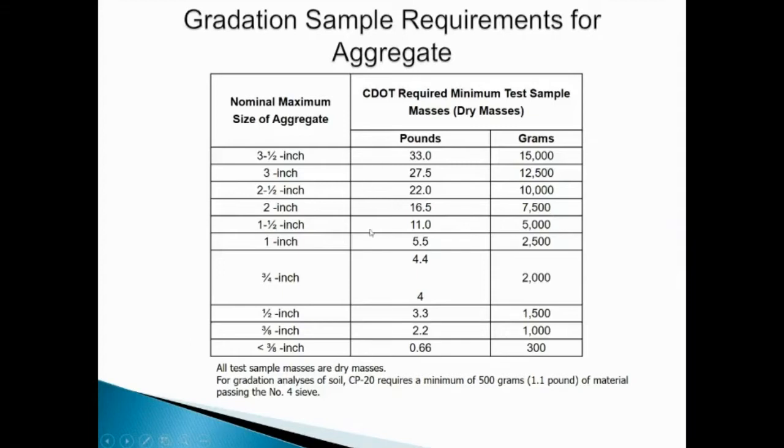These sample masses and nominal maximum sizes are for primarily aggregate materials. If we're dealing with soil, primarily material that passes the number 4 sieve, then we simply are going to want a minimum of 500 grams or 1.1 pounds of material just to run a gradation test.